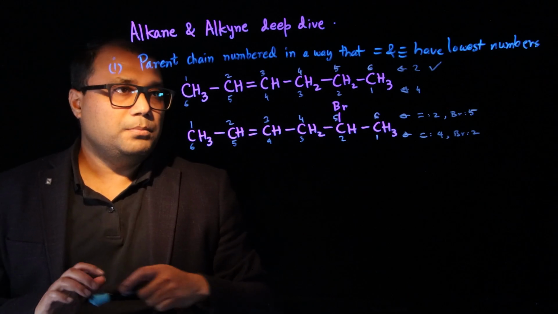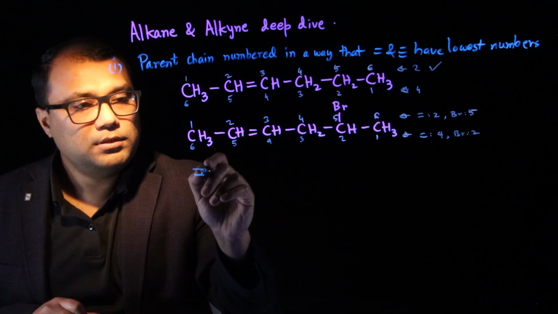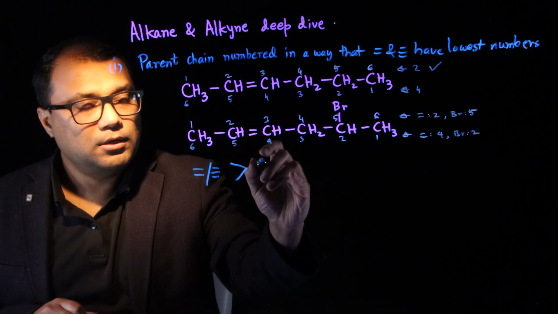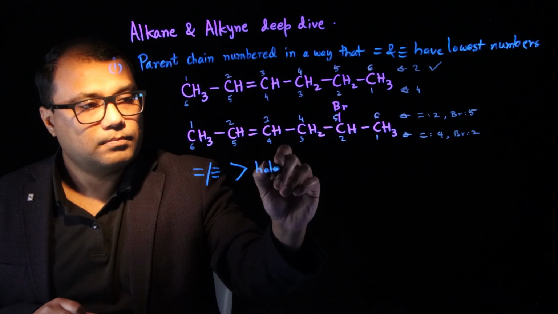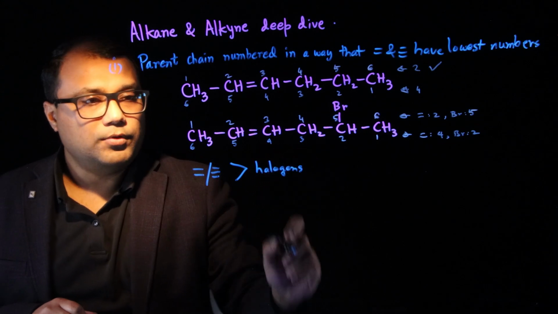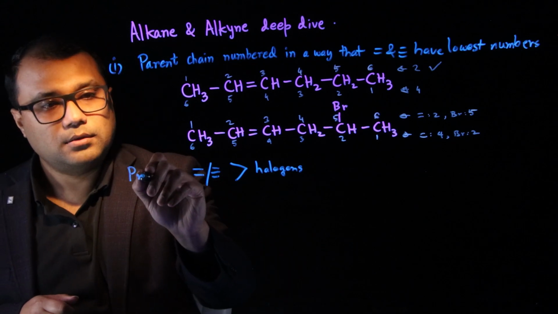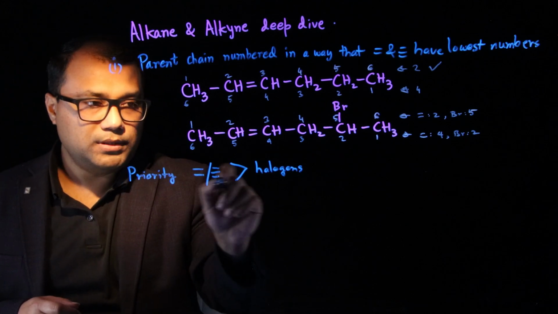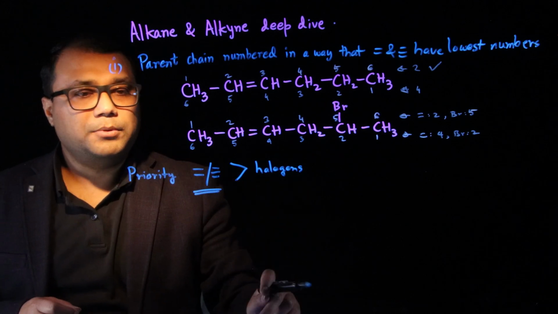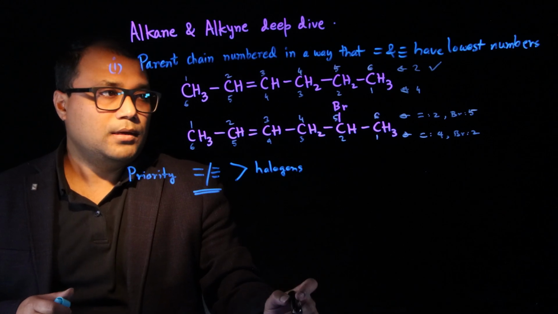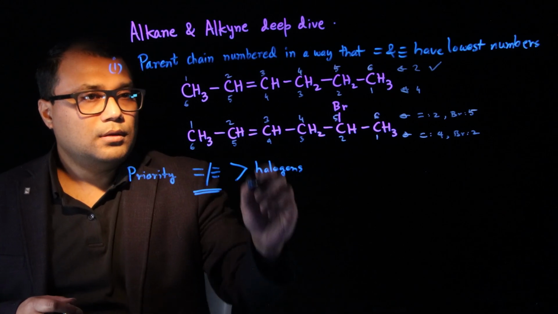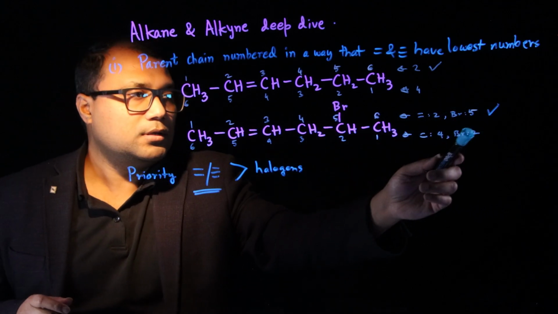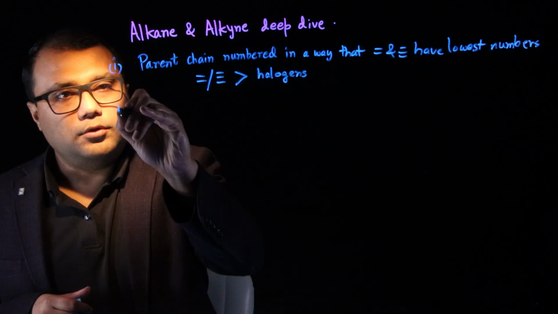Okay, remember one thing, double bonds and triple bonds have higher priority over the halogens. We'll talk more about priority in a later lesson, but between these two, double bond and triple bond have higher priority. So which means this would be the right option. Okay, not this.